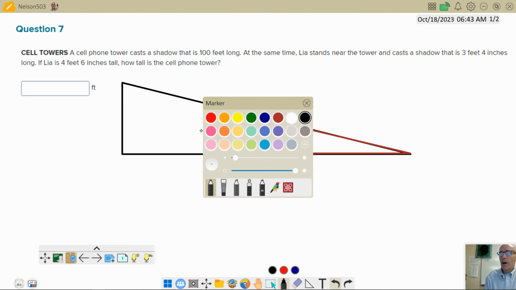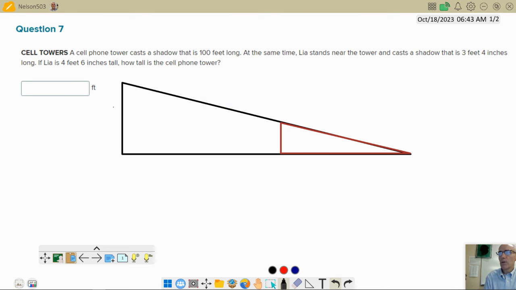So on problem number 7, I had it on the whiteboard over there. We're looking for the height of the cell tower, right? And it says that the shadow that the cell tower casts is 100 feet long. And then it says that there's a person that's 4 feet 6 inches tall. So I'm going to put 4.5 feet right here. This is a little tick mark that means feet.